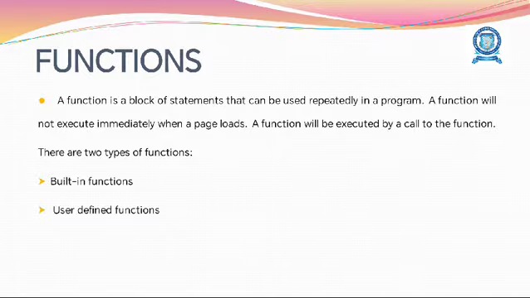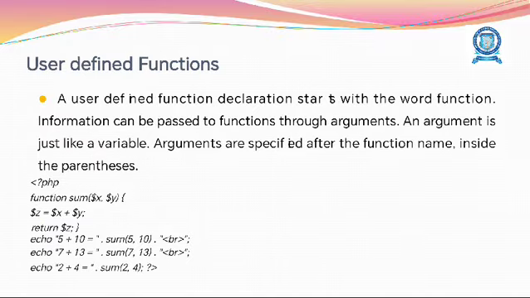There are two types of function. The first one is the built-in function and the second one is the user-defined function. A user-defined function declaration starts with the word function. Information can be passed to functions through arguments. An argument is just like a variable. Arguments are specified after the function name, inside the parentheses.